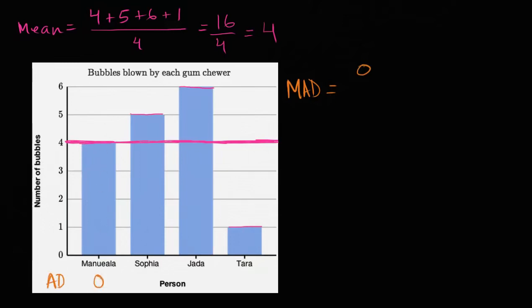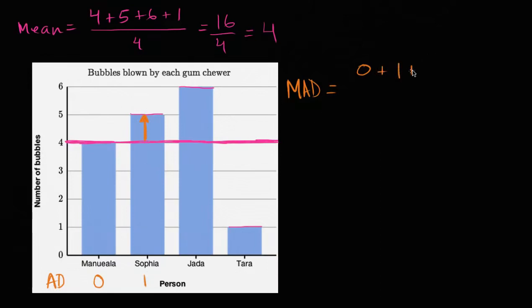Now let's think about Sophia. Sophia deviates by 1 from the mean. We see that right there. She's 1 above. We would say 1 whether it's 1 above or below because we're saying absolute deviation. So Sophia deviates by 1. Her absolute deviation is 1.